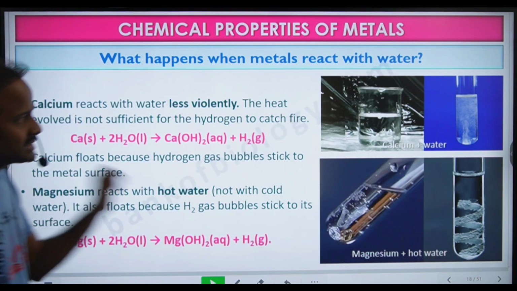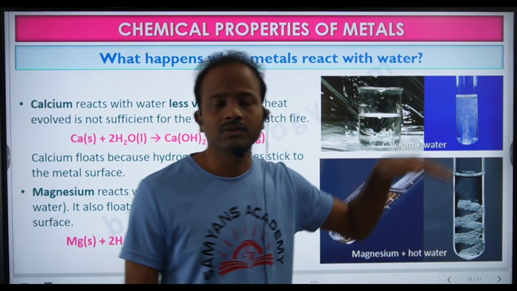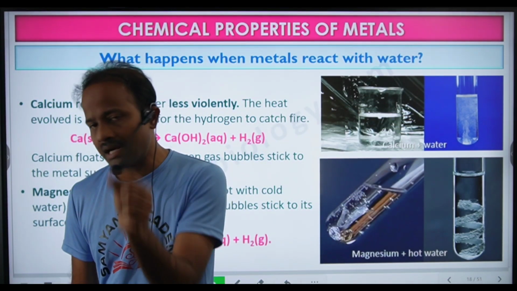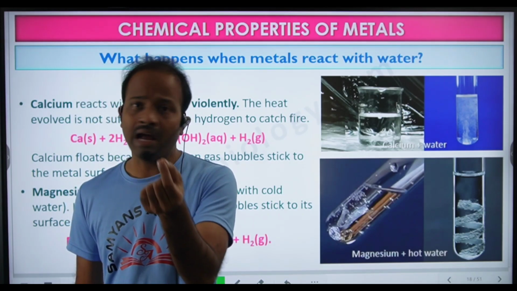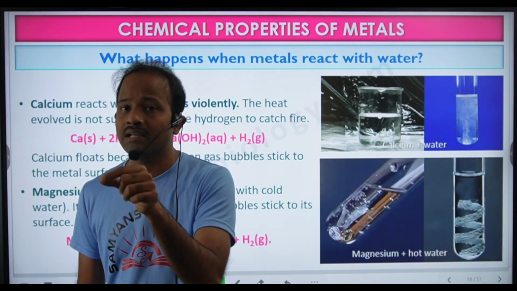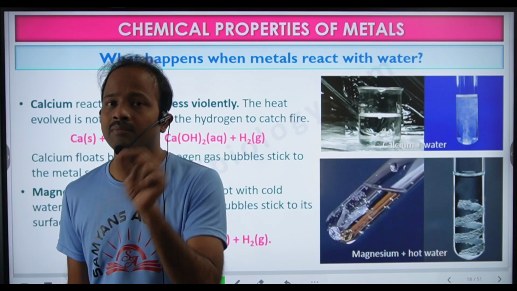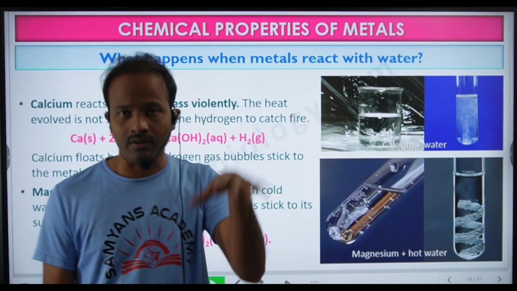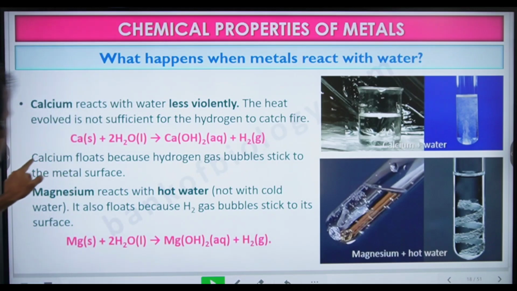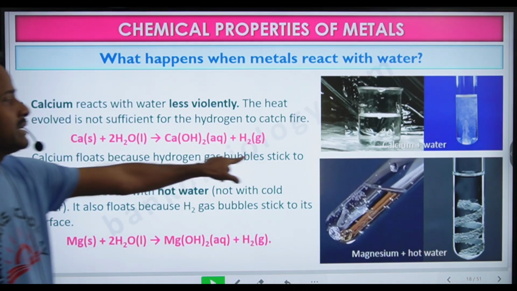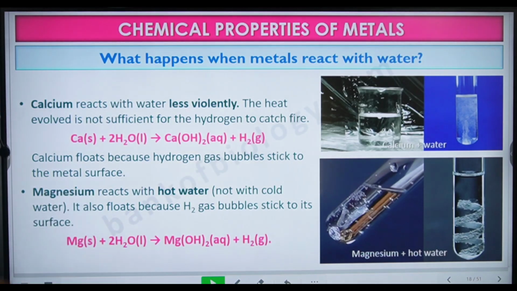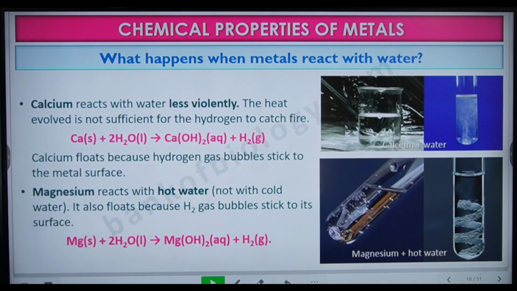Now why does calcium float on the surface of the water? When calcium reacts with the water, it liberates hydrogen gas. The liberated hydrogen gas attaches to the remaining calcium metal, and due to this the calcium metal floats on the water, right? Calcium floats because hydrogen gas bubbles stick to the metal surface.